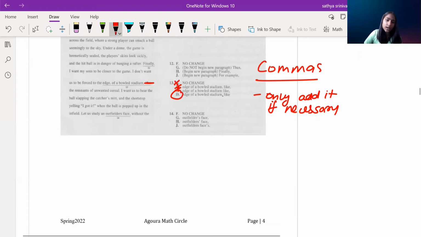You can check it by seeing whether, if we put a comma here, it would make sense. I don't want us to be forced to the edge of a bold stadium, comma, like the remnants of unwanted cereal. This makes more sense, right? Comparing C and D, the comma is more likely to be before the like than after the like. So we can use elimination for this one and say that it's D. And this is a grammar question, like commas. Does that make sense?